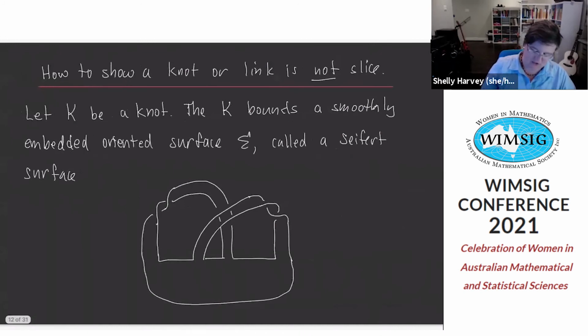Okay, so how can we show a knot or link is not slice? Let me show you the easiest sort of thing, which for knots is called the algebraic equivalence class of a knot. So you start with a knot. Here's a picture of the knot. That's my example I'm going to do.